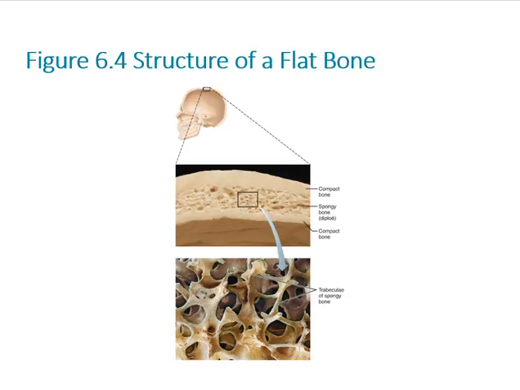Here's a picture of a flat bone. So here you can see the spongy bone is the meat in a compact bone sandwich. You take a closer look at that spongy bone. It's made up of what we can expect of spongy bone, which is the spicules or trabeculae.